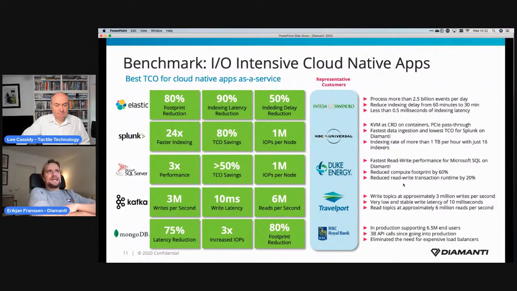The Italian bank Intesa, where we've reduced 80% of their footprint to run Elasticsearch on. Those are really relevant numbers if you're dealing in these enterprise situations. And I think that's where we've contributed heavily.